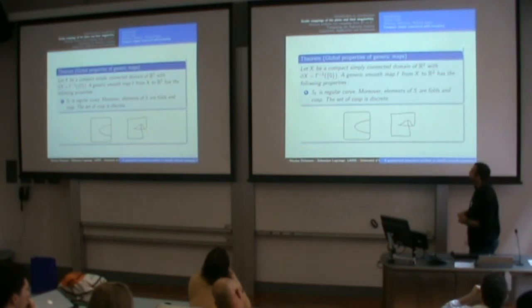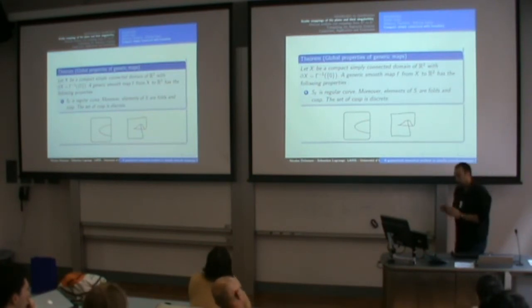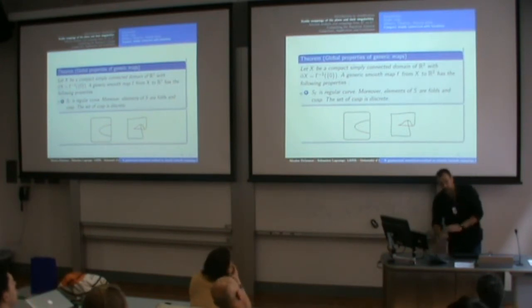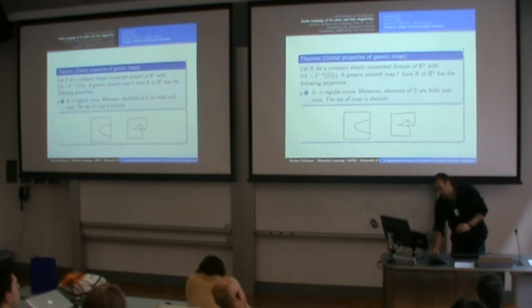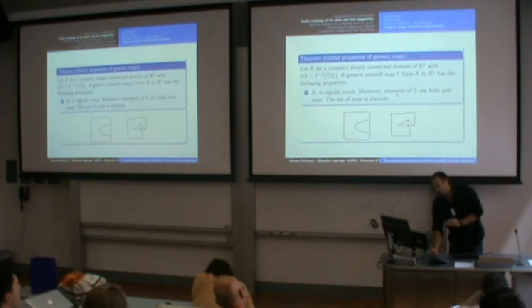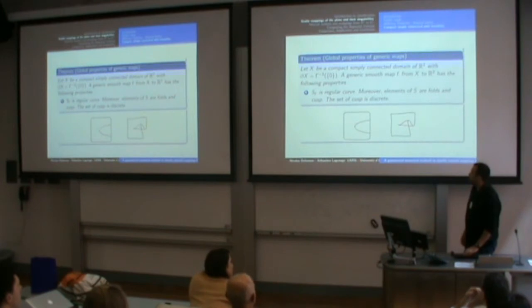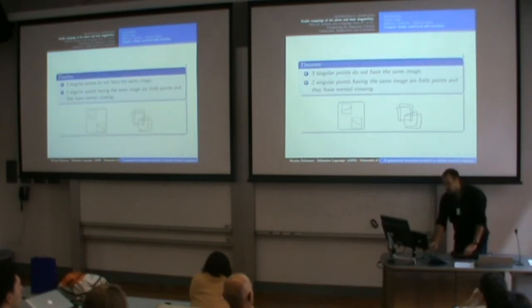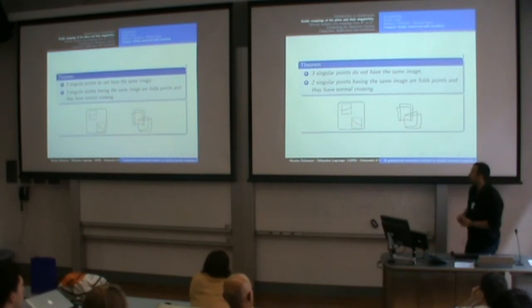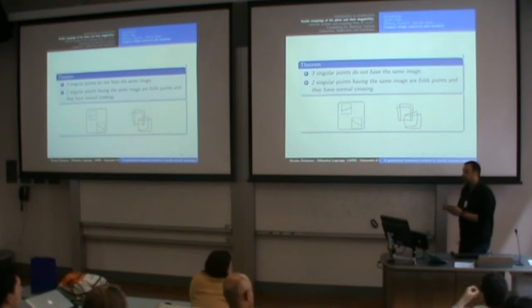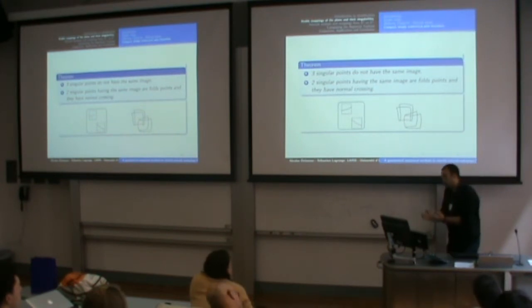So the global properties of a generic map are the following. This is just in the 2-dimensional case. The first point is just the Whitney theorem. It tells you that the set of singular points is a regular curve, and moreover, elements of S are fold points or cusps, and the set of cusps is a 0-dimensional manifold. The second property, which is our contribution: three singular points do not have the same image. It is not stable to have three singular points that are mapped to the same one.